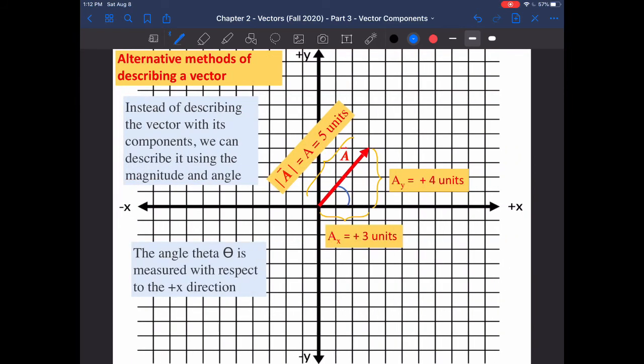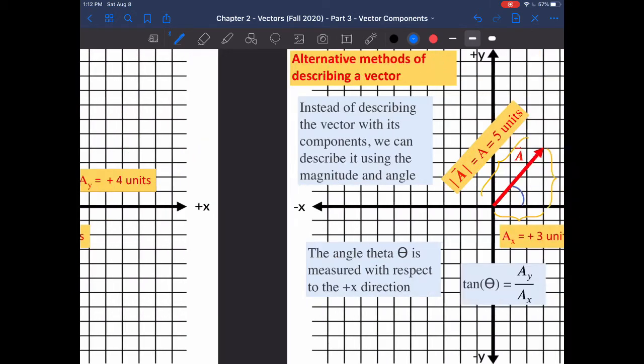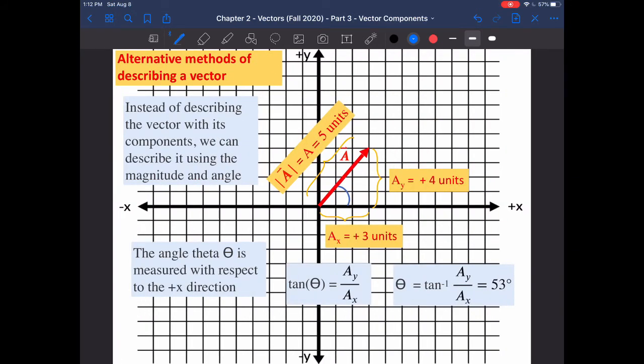Okay? And again, if I want to describe this vector, instead of describing it as 3 units in x, 4 units in y, I could describe it as being a vector with magnitude of 5 and talk about its angle, right? This angle here, which I'll call theta. Okay, so how do I figure out theta? Well, I can also use trig for that. Say I know the components. I know the x component is 3, so in this case it's adjacent to the angle, right? And I know my y component is 4, so that's opposite my angle.